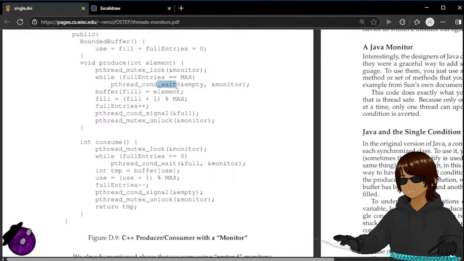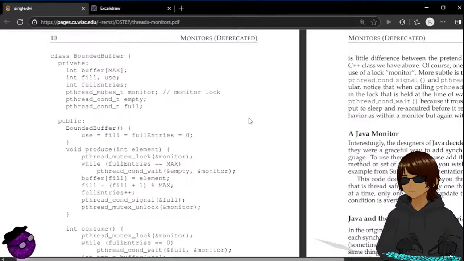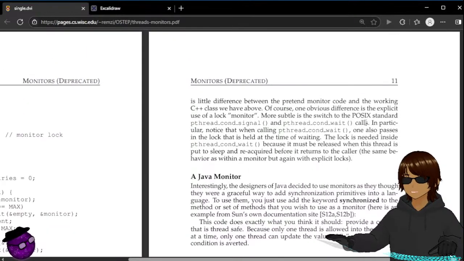The wait thing also does the unlock, right? Unlock just unlock, but wait also unlocks, right? In practice, notice that when calling wait, one also passes in the lock that is held at the time of waiting.